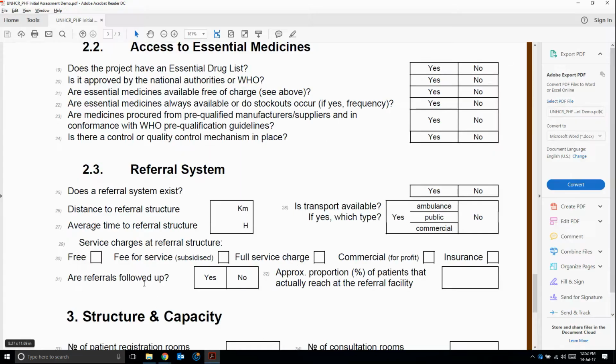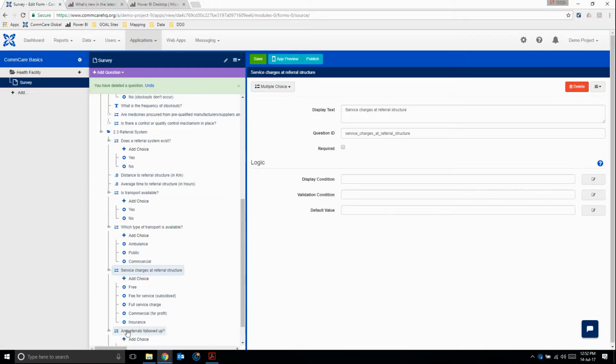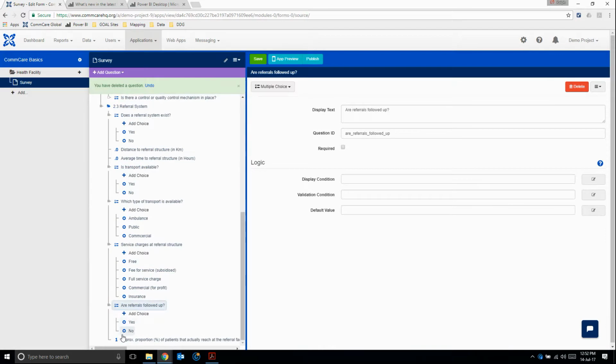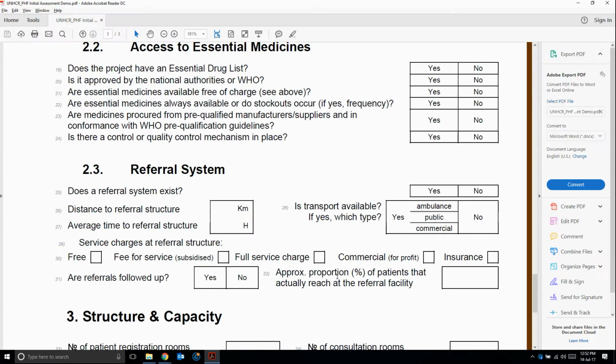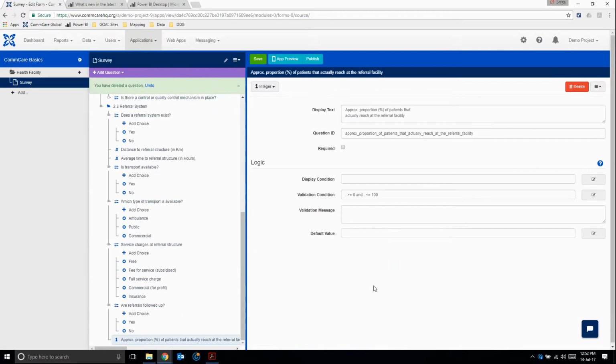The next question, 31, are referrals followed up? Yes, no. Very simple. And then we finally have our numeric question. So approximate proportion of patients that actually reach the referral facility. So in the display text we have this here, approximate proportion of, and then in parentheses percentage of patients that actually reach the referral facility.